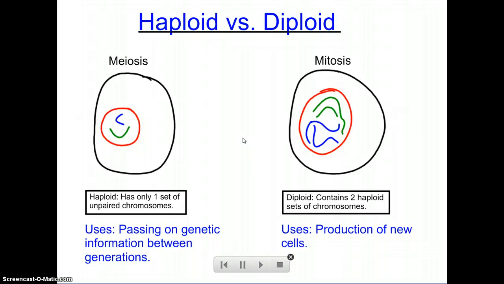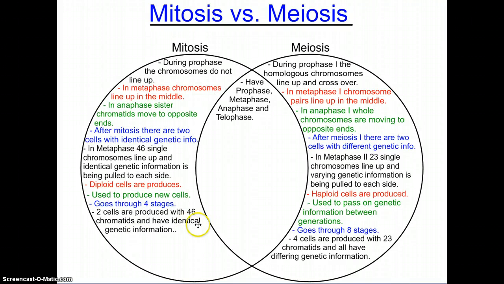Ladies and gentlemen, that is the end of mitosis and meiosis. But before we get off it altogether, I'd like to do a quick comparison. Mitosis versus meiosis. First off, both have prophase, metaphase, anaphase, and telophase. There are a few other similarities, but we're going to start there. These are all the differences they have. In mitosis, chromosomes do not line up. In meiosis, they do line up, and so on and so forth.